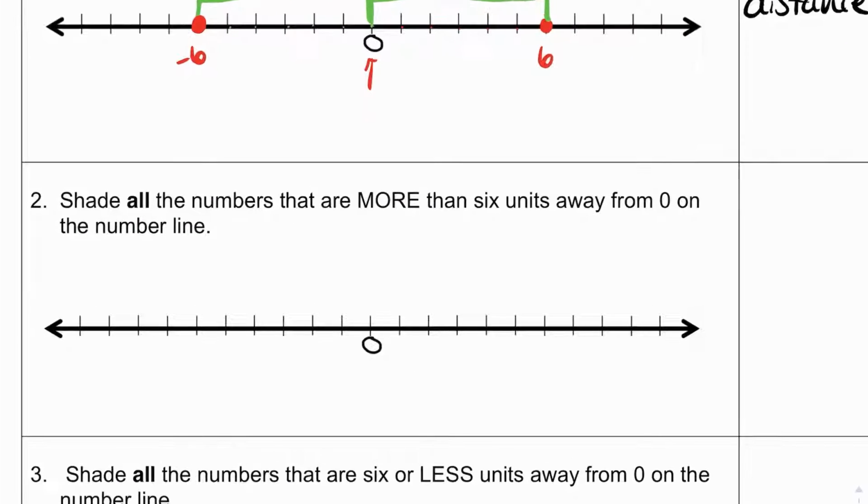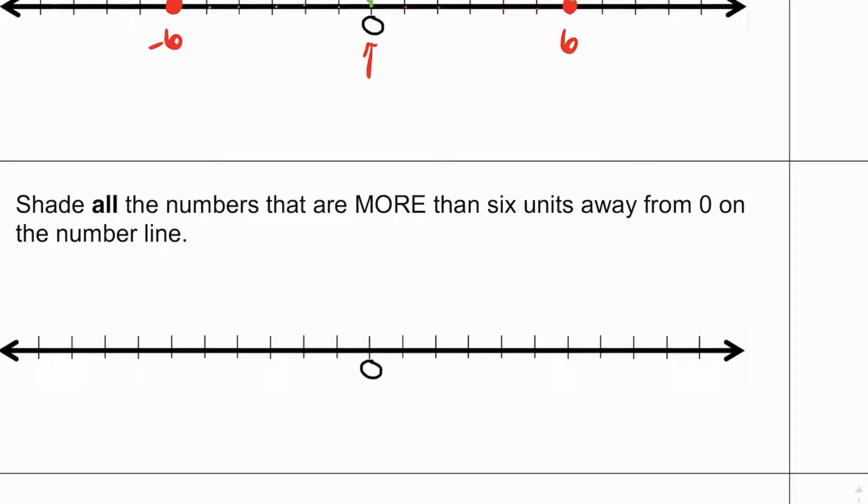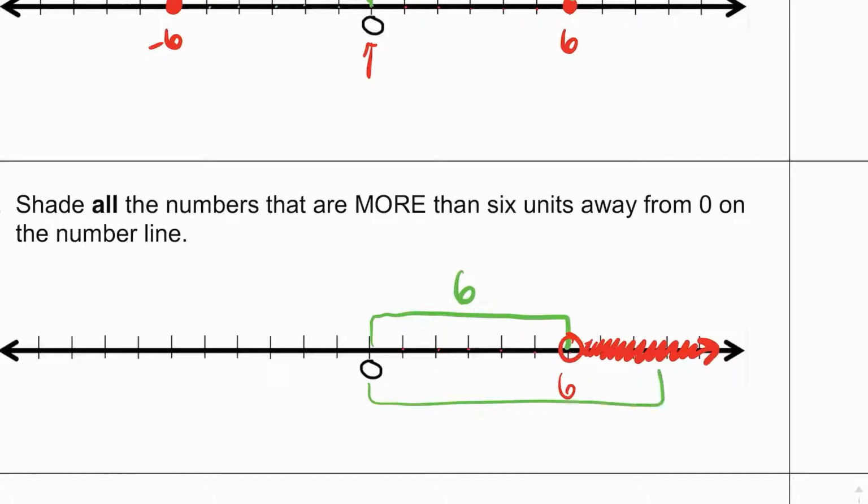When we come down here, they want us to shade all the numbers that are more than 6 away. So if I started at 0 and I went 6 to the right, that would bring me to the number 6. But this number is not more than 6 away. It's exactly 6 away. So it doesn't work, so we'd put an open circle there, but everything to its right is farther than 6 away, right? Stuff like here, this is like 9 away, this one is 10 away, so everything I've shaded in is more than 6 away. But of course I could do that in the opposite direction.